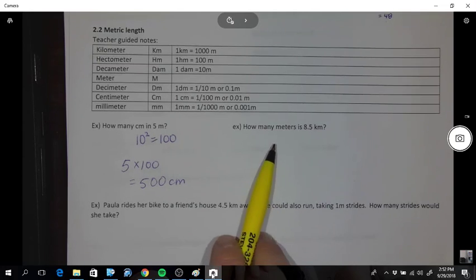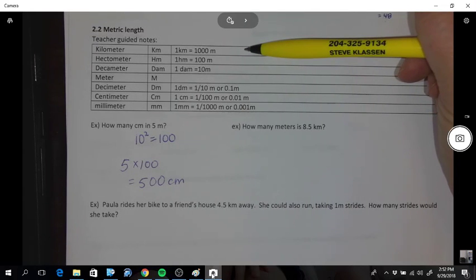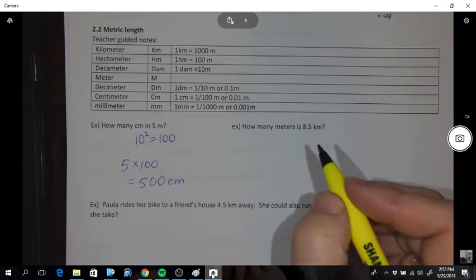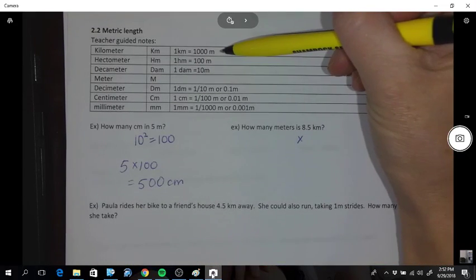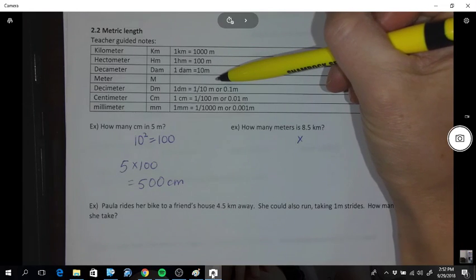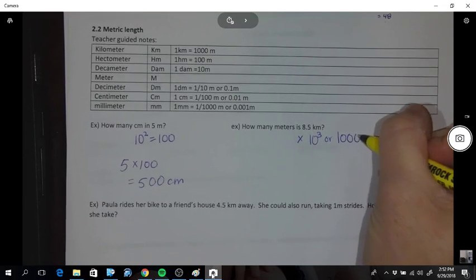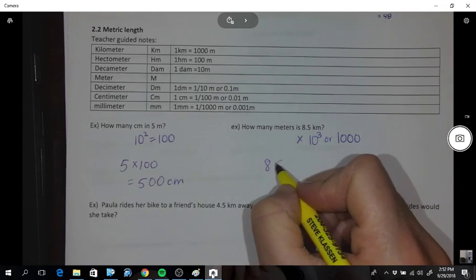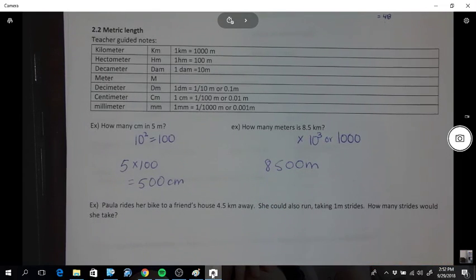Okay, how many meters are in 8.5 kilometers? So I am in kilometers and I want to go to meters, so we're going to be getting bigger in amounts of meters, so we're going to times. Okay, and we're going to count the jumps here, so 1, 2, 3 spots, so that's 10 cubed, or 10 cubed is the same as 1,000. So let's times that by 1,000, or move it 3 decimal places over. Can you see I moved it 1, 2, 3 places? So 8,500 meters.